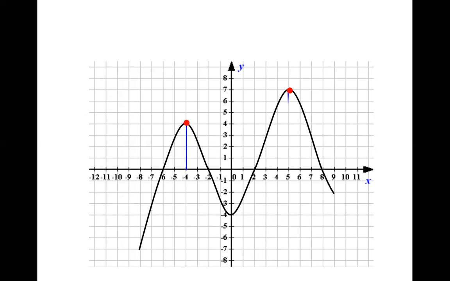Find the maximum point and minimum point. x is minus 4 and 5, the maximum points; 0, the minimum point. Global minimum y is minus 7. Global maximum is 7.